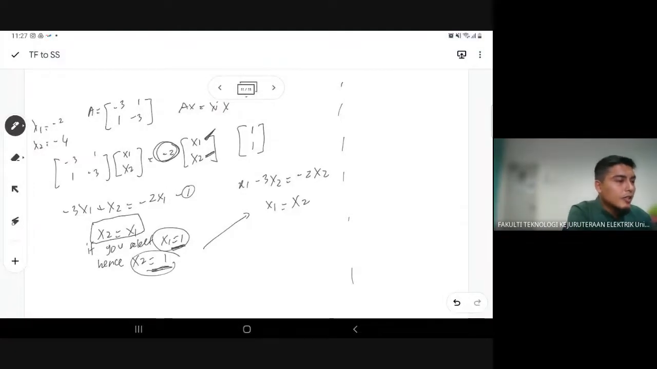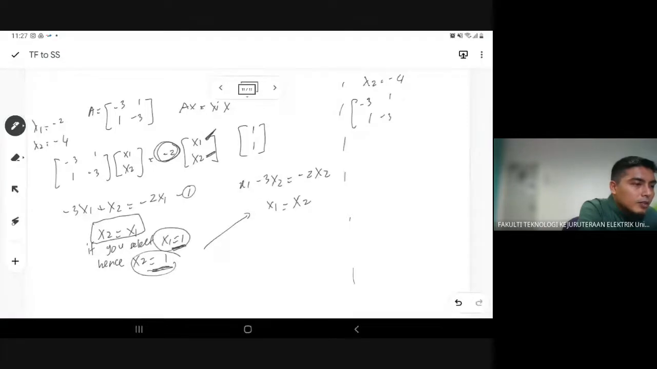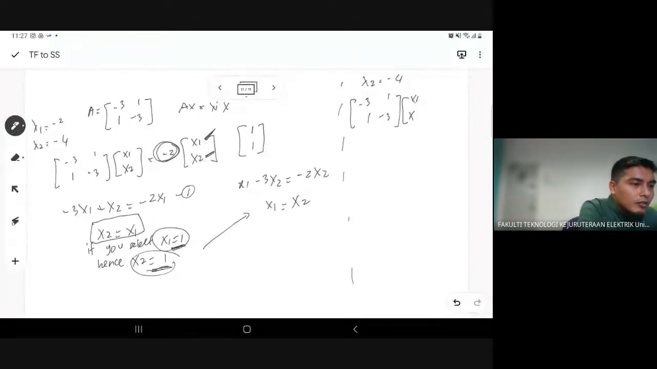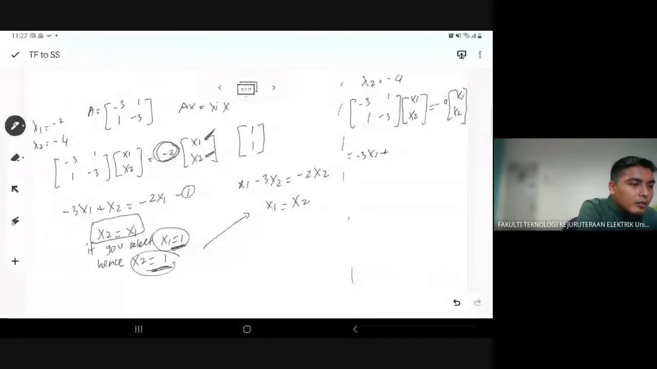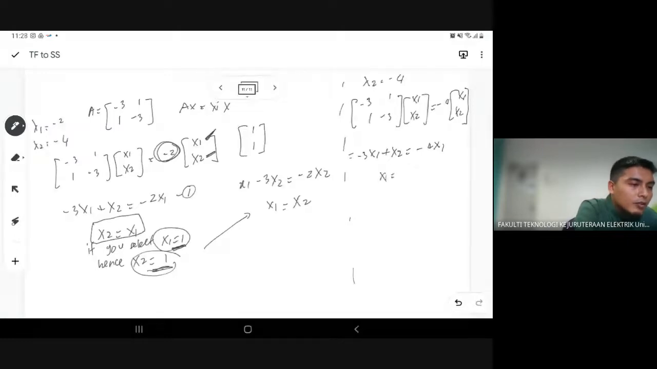Okay, now we go to the second part. Now we go to lambda 2 equal to negative 4. By using this formula, we got [-3, 1; 1, -3] times [x1, x2] equal to negative 4 times [x1, x2]. You just plug in everything, negative 3 x1 plus x2 equal to negative 4 x1. You solve everything here, you get x1 equal to negative x2.